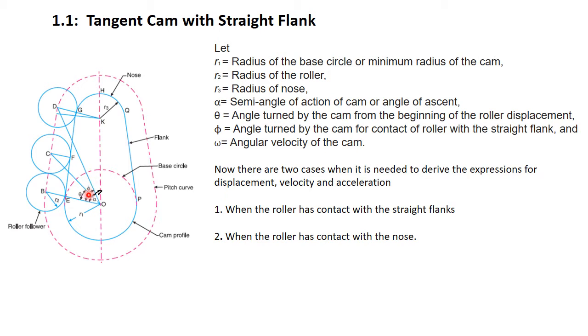Clear? Now this is alpha. Next term is theta. Now theta is the angle turned by the cam from the beginning of the roller displacement. Now we are measuring this angle theta from point E to point P, and again from P to E. Now we know that from P to E there is no follower displacement.